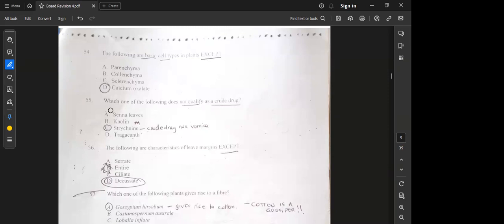Can move to the next question, asking which one of the following does not qualify as a crude drug? Is it the senna leaves? Is it kaolin, strychnine, or tragacanth? Which one is not a crude drug?